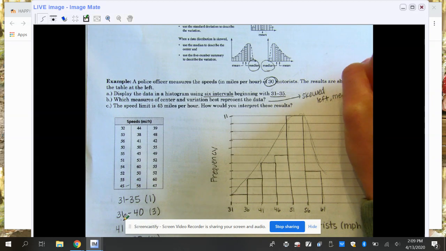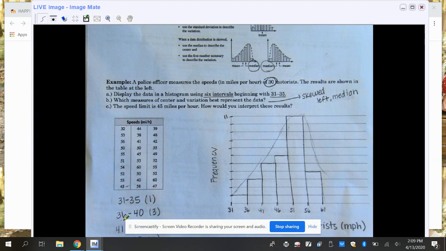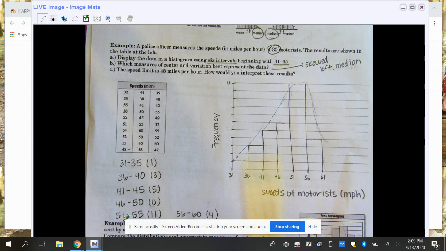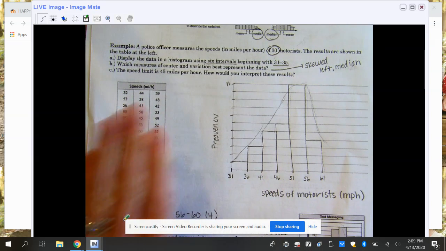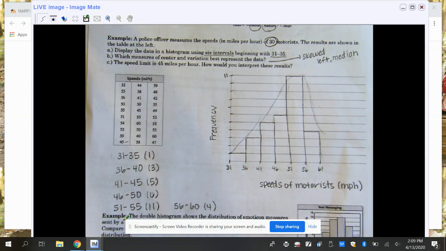So you would want to use the median to describe your typical data value. Okay, and so if the speed is 45 miles per hour, well, that's the end of this interval right here, the third one. So that means that most people are speeding. And then that's it. Okay.